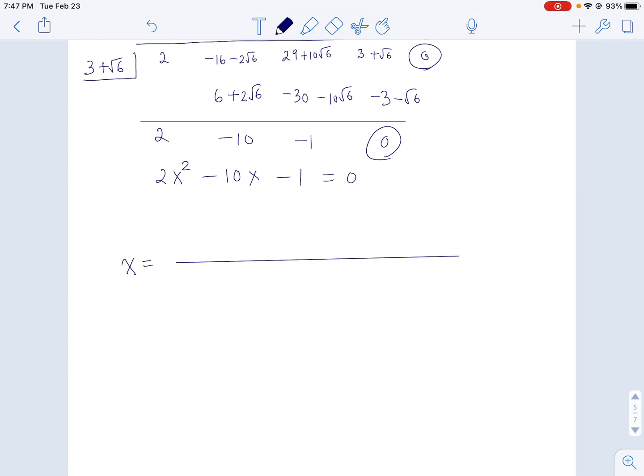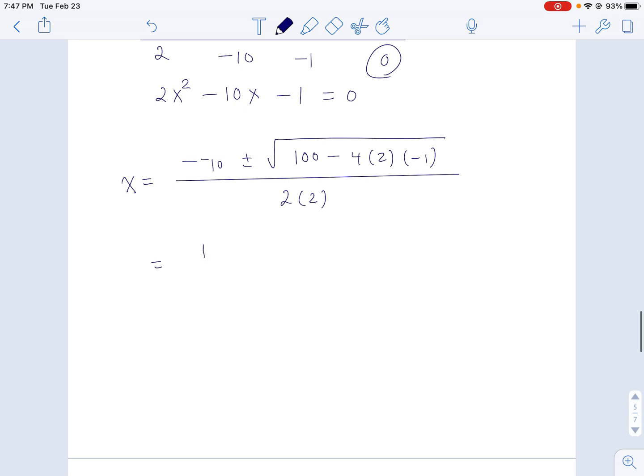Quick reminder, negative b. So it's negative 10 plus or minus the square root of b squared. That's 10 squared, that's 100. Ignore the negative, right? Negative 10 squared is positive 100. Minus 4 times a times c. Watch your negatives. All over 2 times a. Of course, that double negative gives you a plus 10. Under the radical here, what do we have? 100 plus 8, that's 108 over 4.